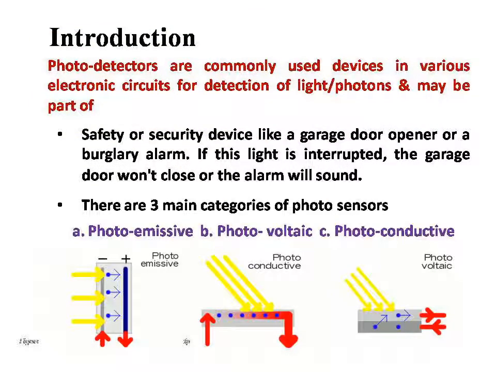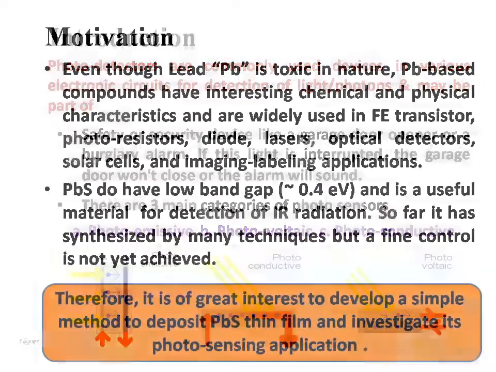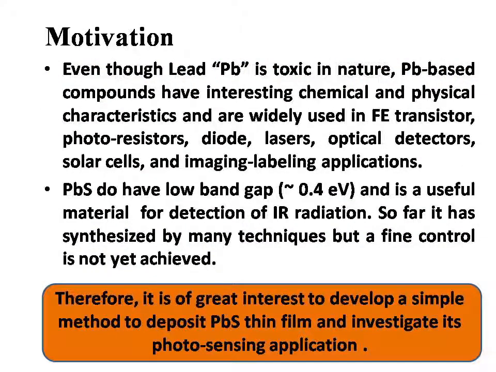Photodetectors are basically of three types: photoemissive, photovoltaic, and photoconductive type. And all these three types of photodetectors are used in commercial applications. Why I chose lead sulfide is based on the properties of that particular material. Lead sulfide has a lower band gap, 0.4 electron volt, which is very good to sense IR radiation in that energy range. So that's why we use lead sulfide as a photodetecting material.